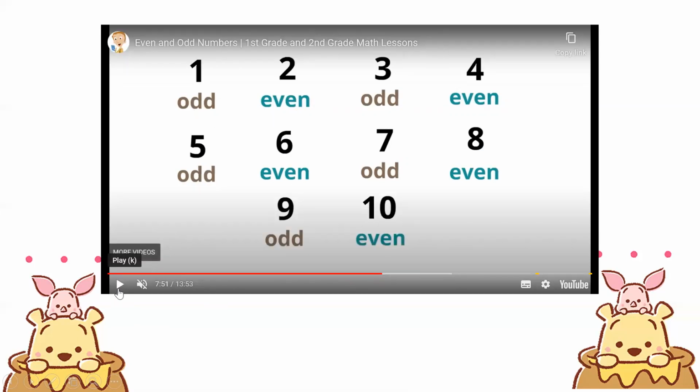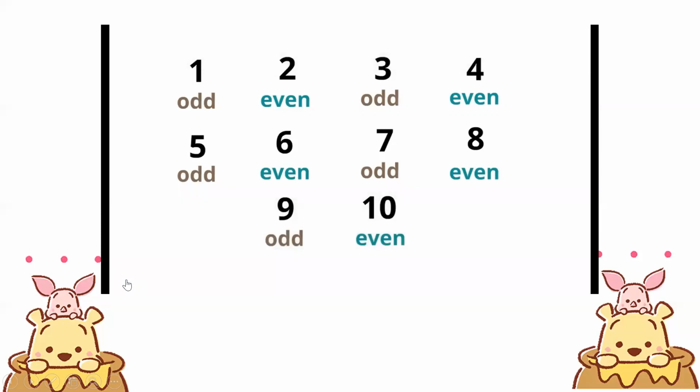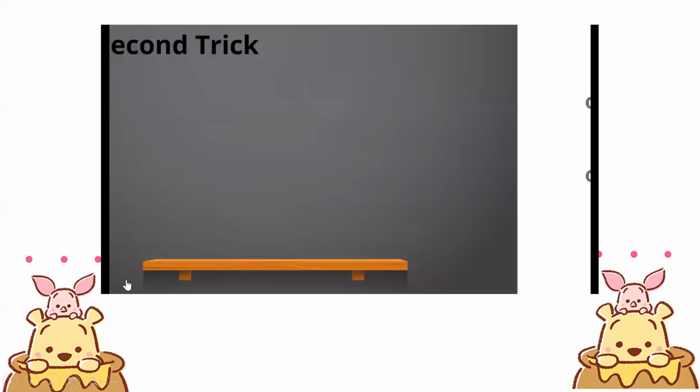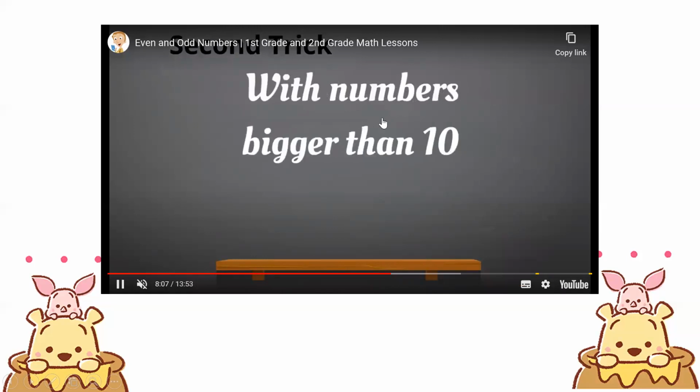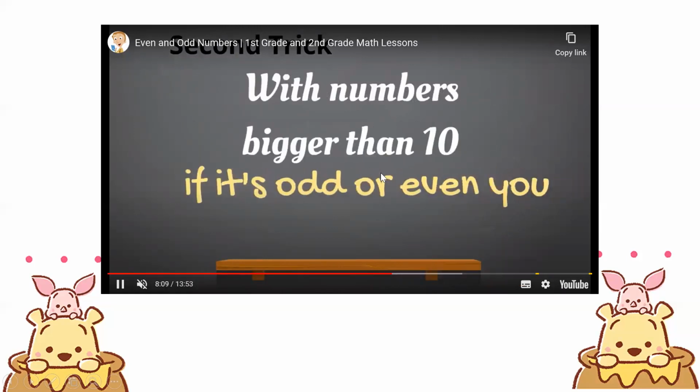So this pattern will repeat: odd, even, odd, even. And if you learn well from 1 to 10 which number is odd and which is even, it is really going to help you out. So better to memorize it. Okay, clear. Now the second trick, let me tell you. What about numbers bigger than 10?